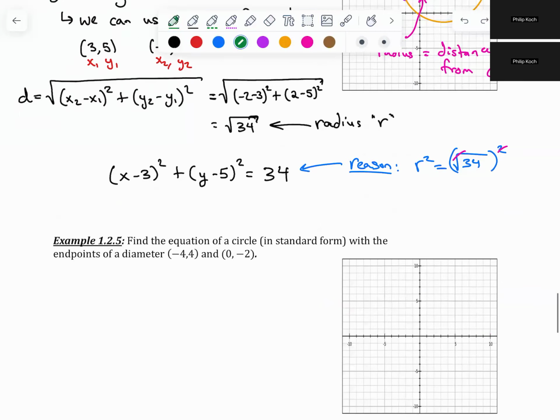Next one, find the equation of a circle in standard form with endpoints of a diameter at negative 4 comma 4 and 0 comma negative 2. Think about it for a second. How would you approach it? When you're tasked with something you don't know, ask yourself, what are you trying to find? I'm trying to find the equation of a circle in standard form. So I need to fit it into that format of x minus h quantity squared plus y minus k quantity squared equals r squared. But I don't have the center, and I don't have the radius. So what am I to do?